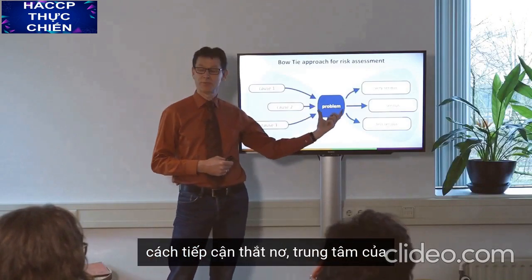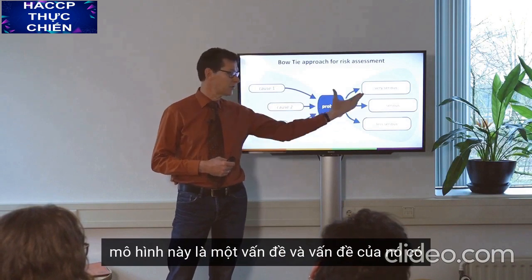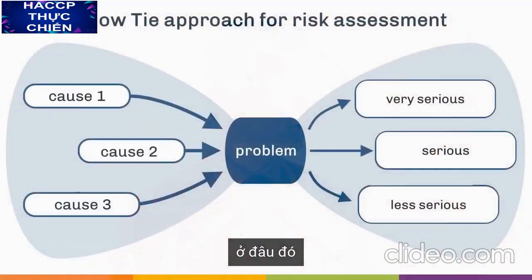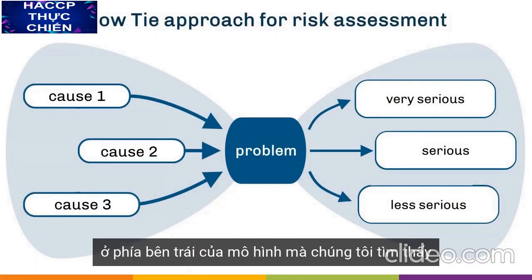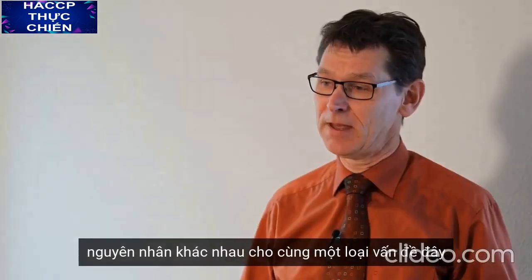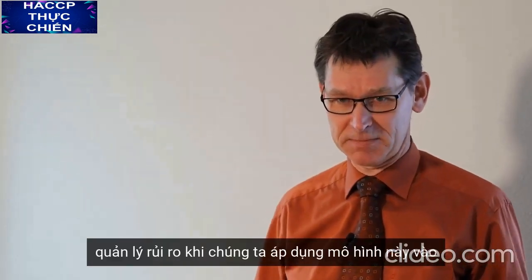The center of this model is a problem. And this problem has consequences. And these consequences can be very serious or less serious or somewhere in between. On the left side of the model we'll find the causes. And there can be different causes to the same kind of problem. This is the basic understanding of risk management.